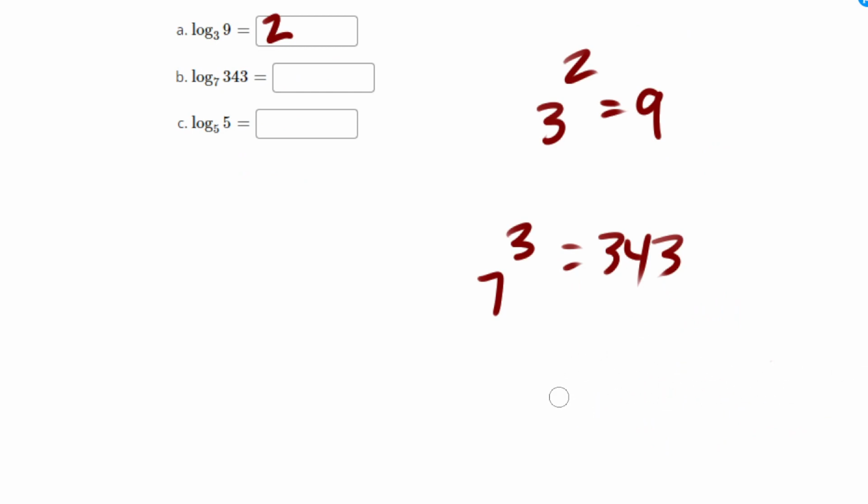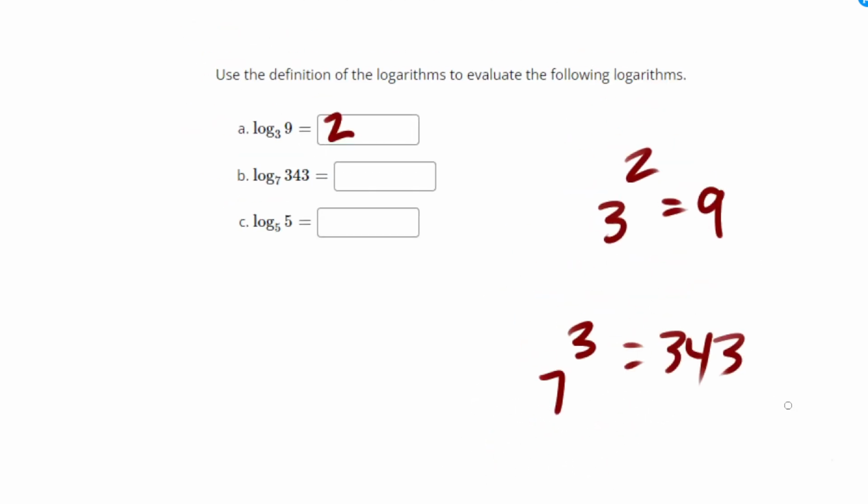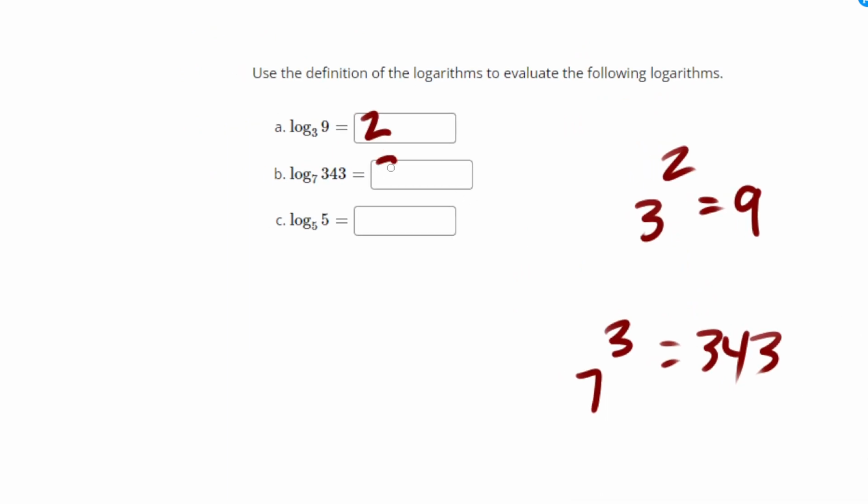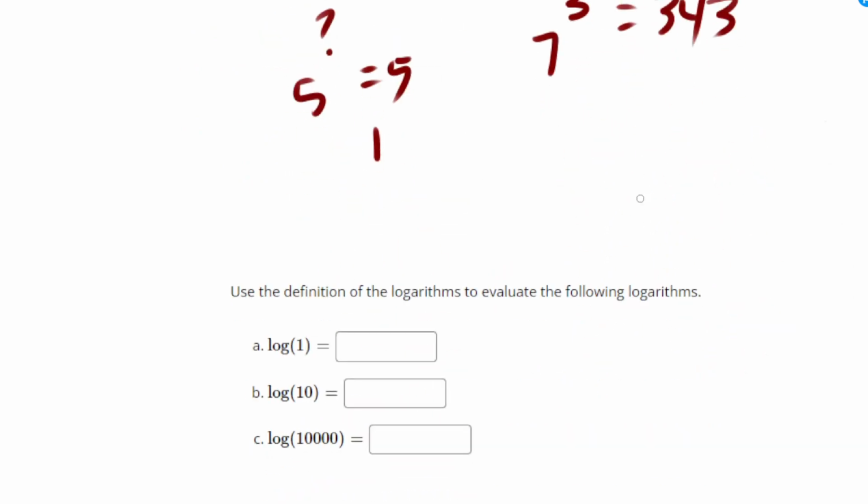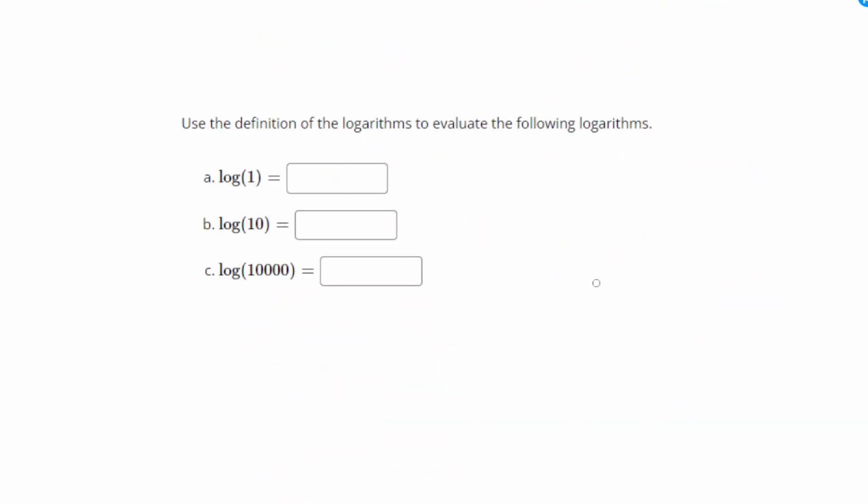So if I'm confused at that point, I do, okay, 7 times 7 equals 49. Let's try times 7 again. Does that work? No, let's try times 7 again. Go on like that, basically. But in this case, our answer is 3. In this case, our answer is 1, because 5 to the what equals 5? 1. Awesome. I'm going through this kind of quick, because I'm assuming, hopefully, you did your work in the last chapter section.